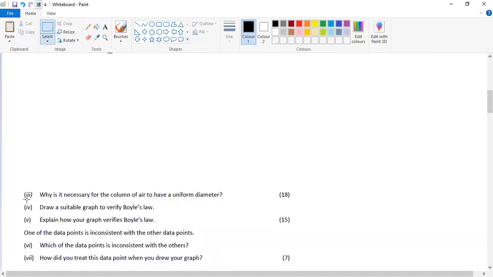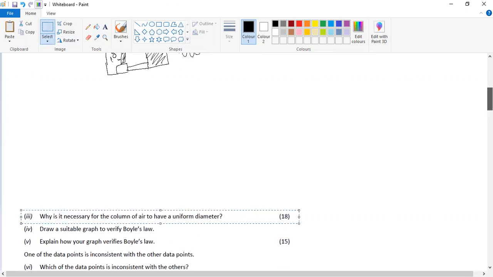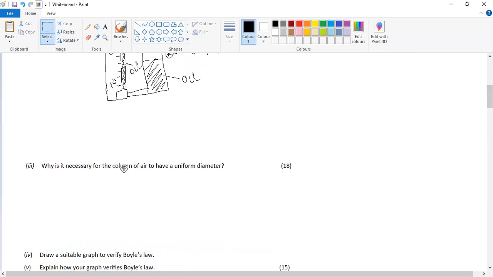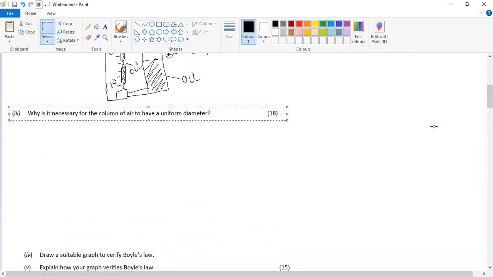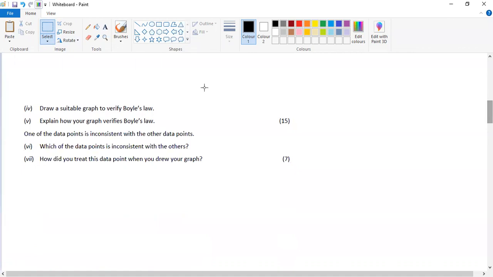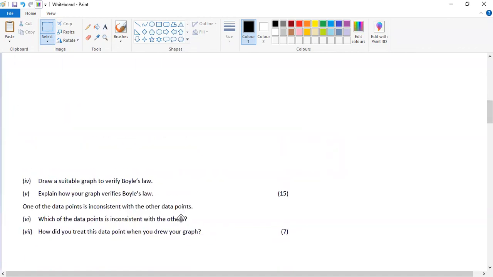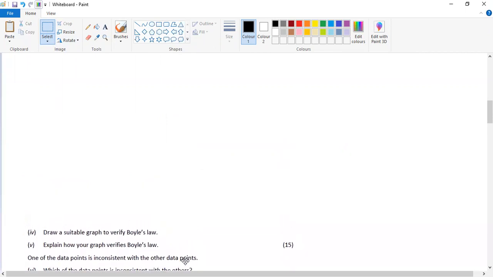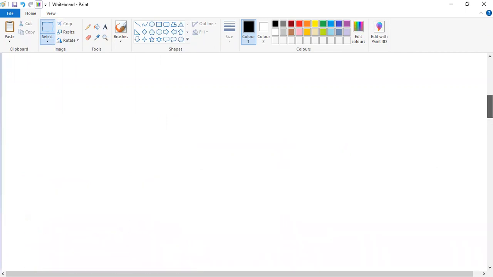We'll do part 3 now. Why is it necessary for the column of air to have a uniform diameter? And like I said, this is one of the thinking ones, for people wondering, are you thinking why? Instead of just reading the question going, okay, yeah, uniform diameter, great. Well, why? Now, we kind of do these things in practice anyway. You wouldn't really have a column that was all uneven.